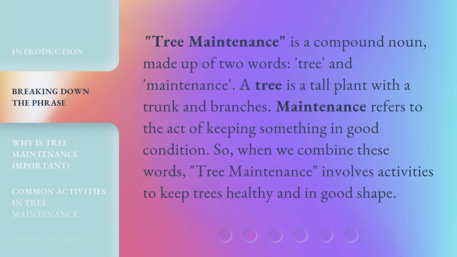Tree maintenance is a compound noun made up of two words, tree and maintenance. A tree is a tall plant with a trunk and branches. Maintenance refers to the act of keeping something in good condition. So, when we combine these words, tree maintenance involves activities to keep trees healthy and in good shape.